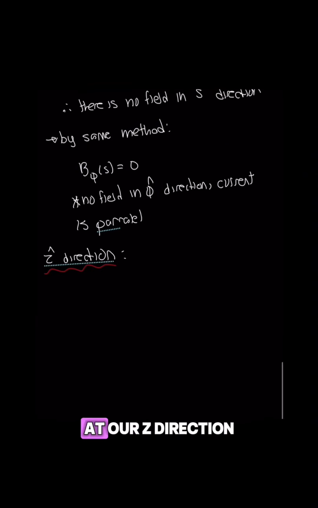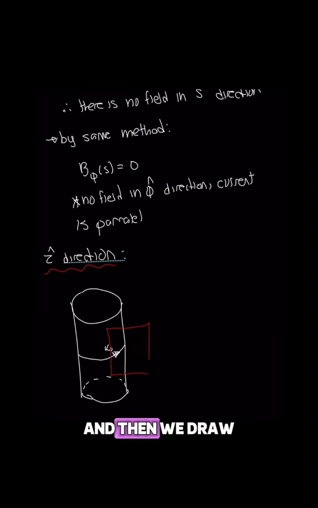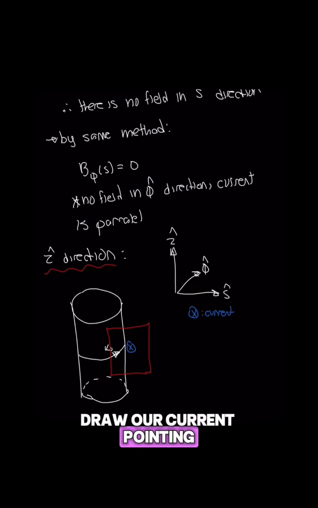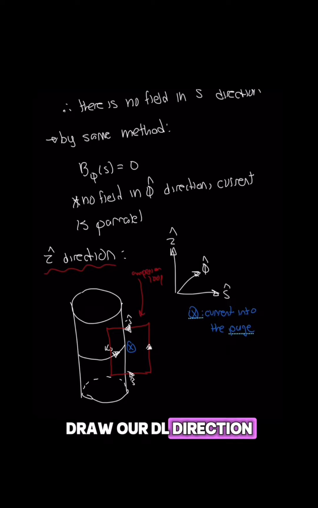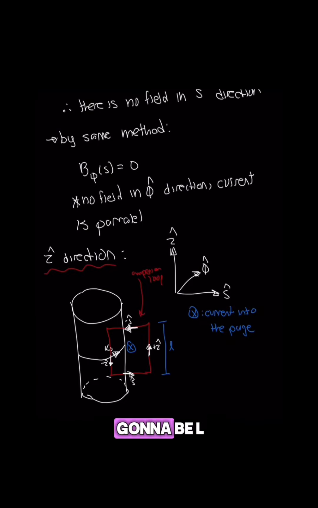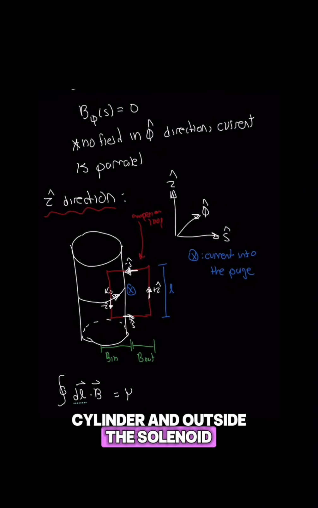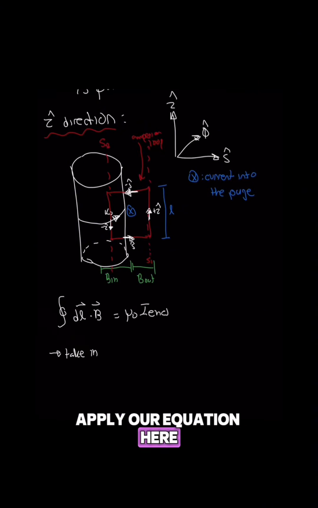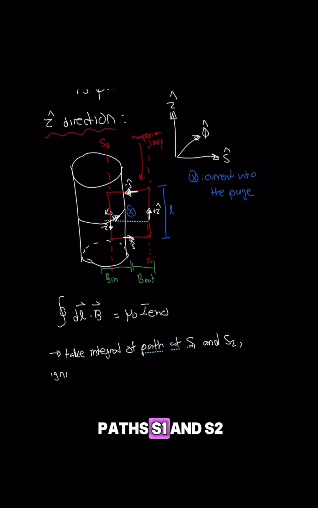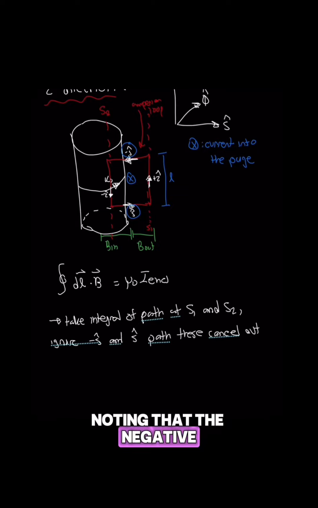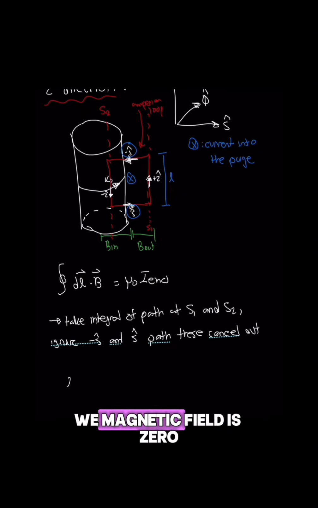So if we look at our Z direction situation here, and then we draw our Amperian loop, which is going to be a rectangle in this case, draw our current pointing into the page, draw our dl direction, so it's going to be counterclockwise, and then our length of the loop is going to be L. The magnetic field can be broken down to inside the cylinder and outside the solenoid. By our equation here, take the integral of paths S1 and S2 as we labeled up here, noting that the negative S hat and the S hat directions, the magnetic field is 0.